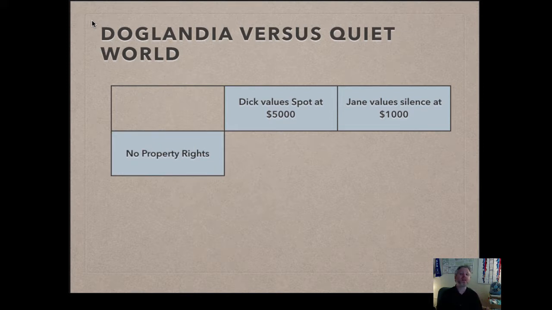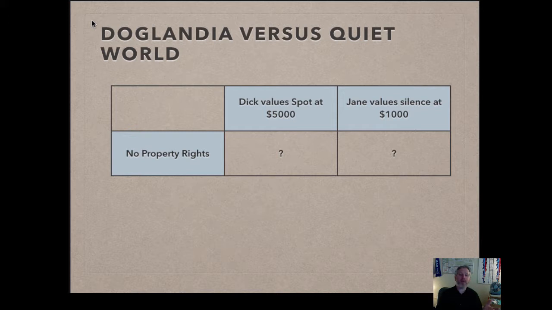So first, let's look at this world of no property rights. So what happens in a world of no property rights? If Dick has Spot, who barks a lot, he values Spot at $5,000. Jane values silence at $1,000. What will happen in a world of no property rights? Well, as we've said a couple times before, who knows what will happen, right? Without the property rights, can Jane just come and take Spot and kidnap him legally? Does Dick get to let Spot bark all he wants?